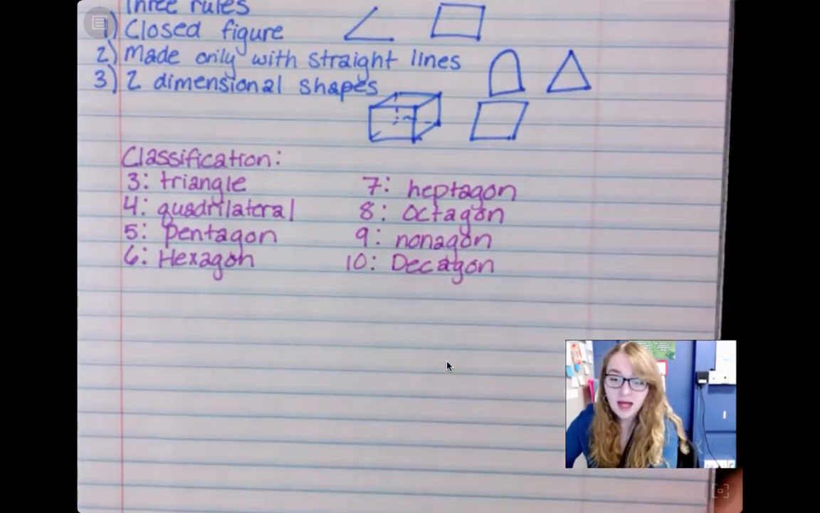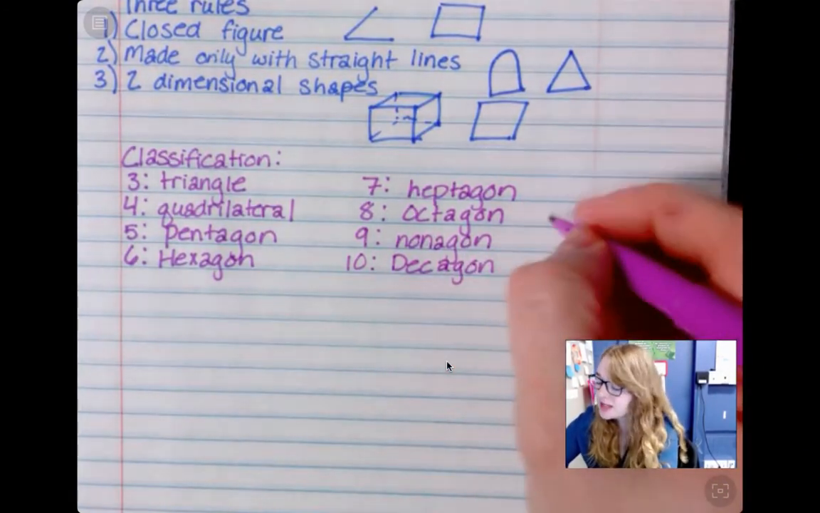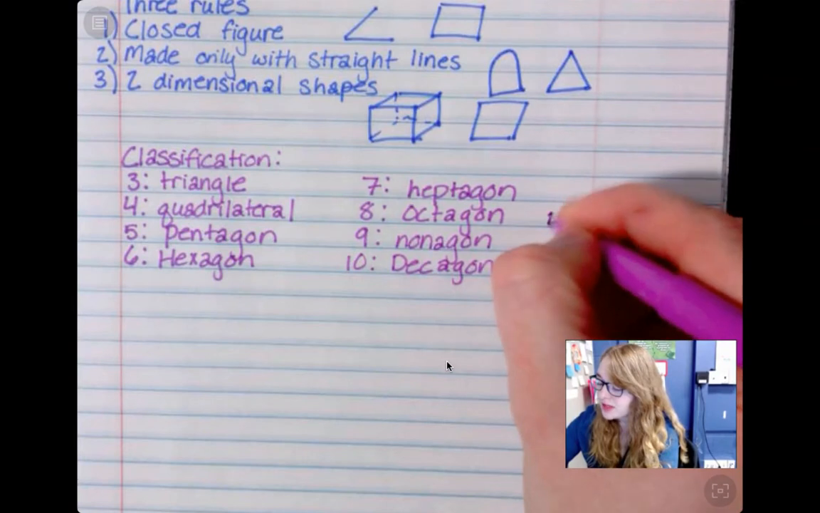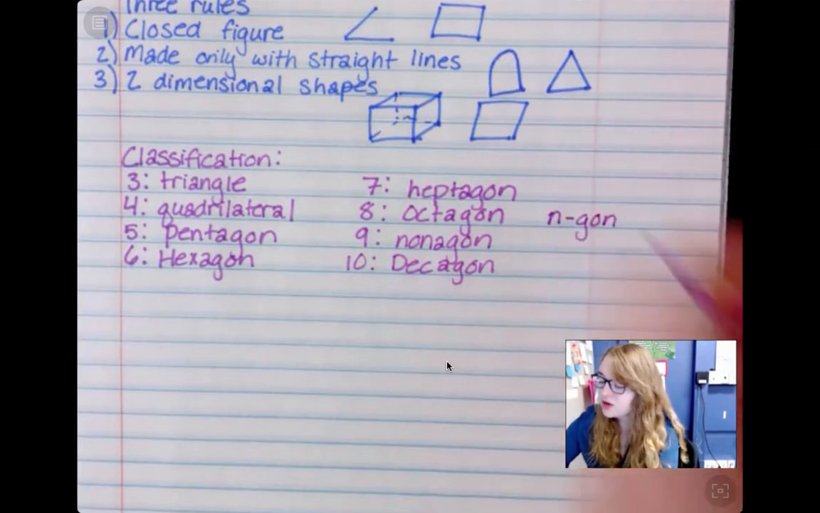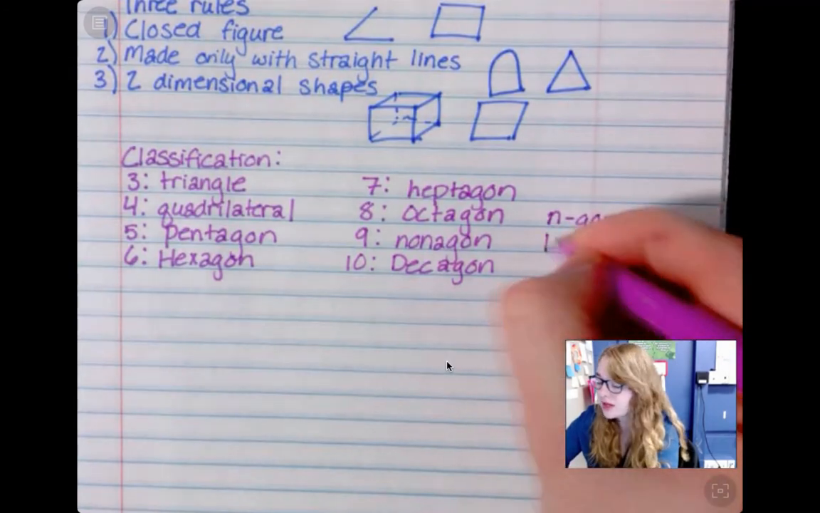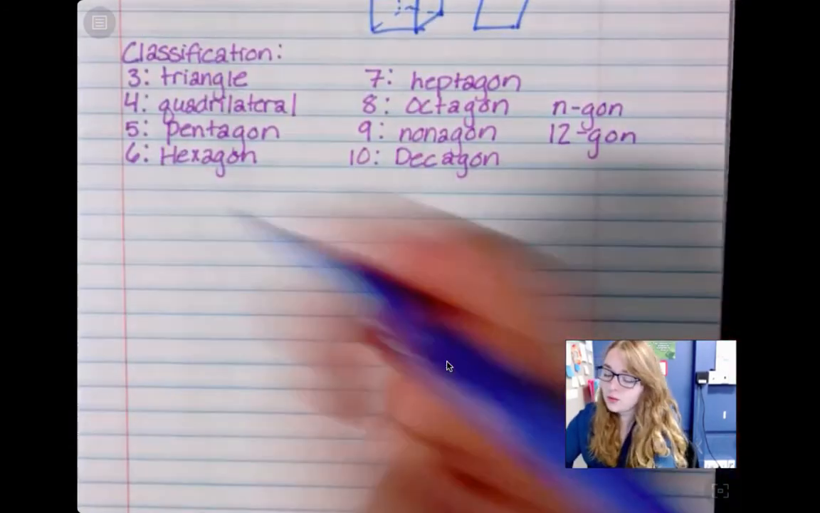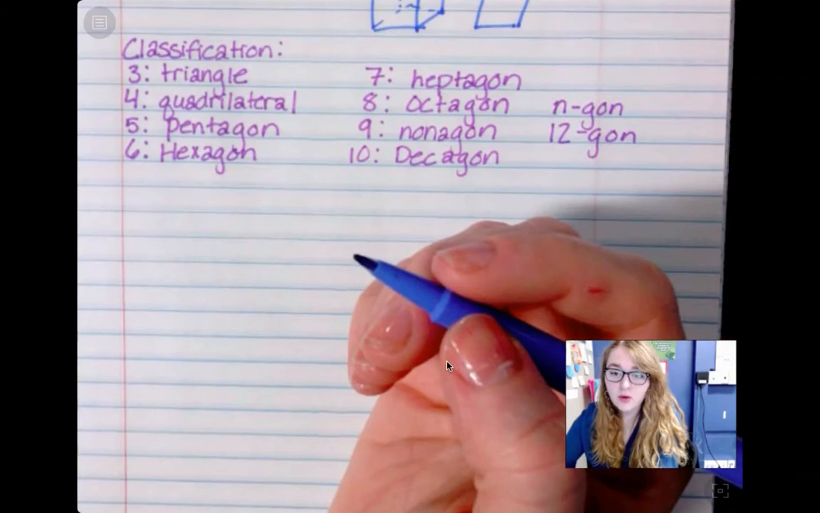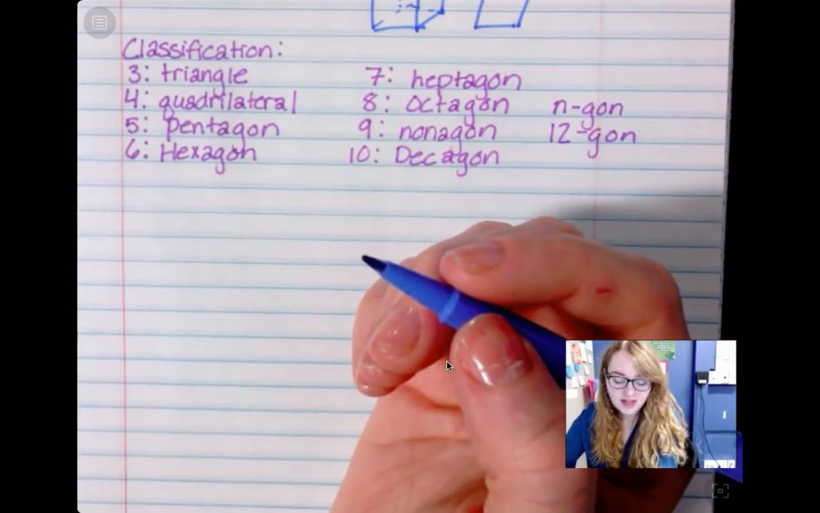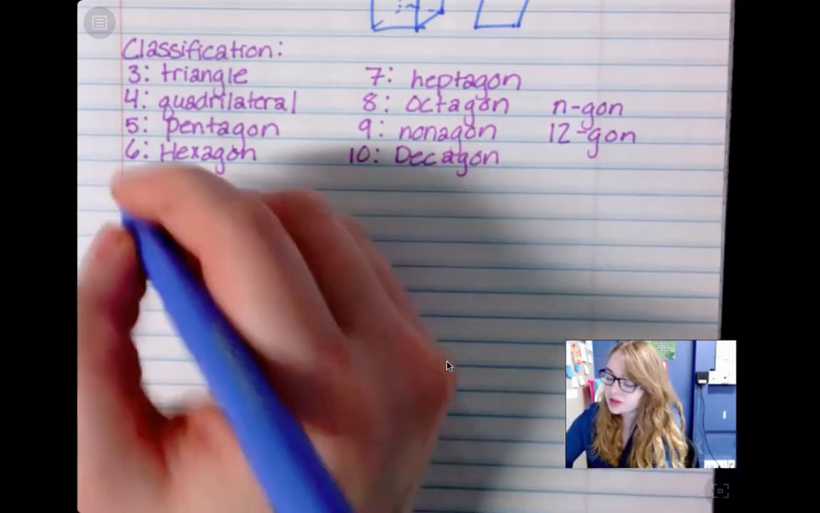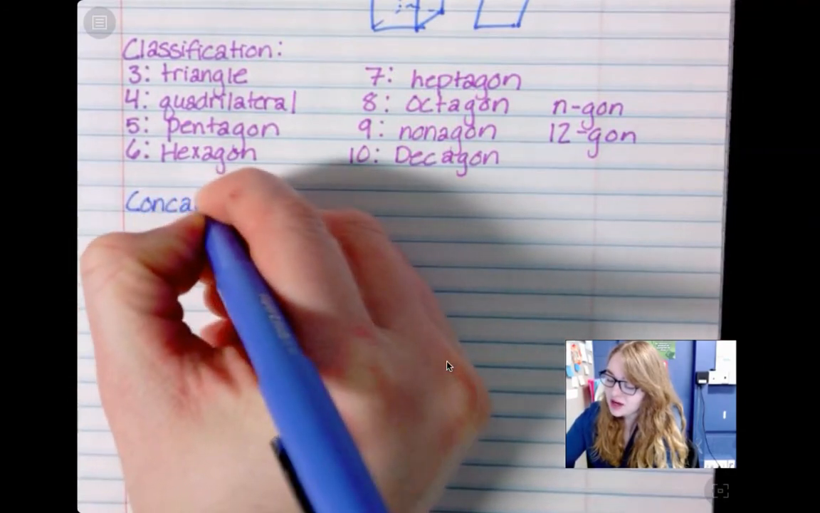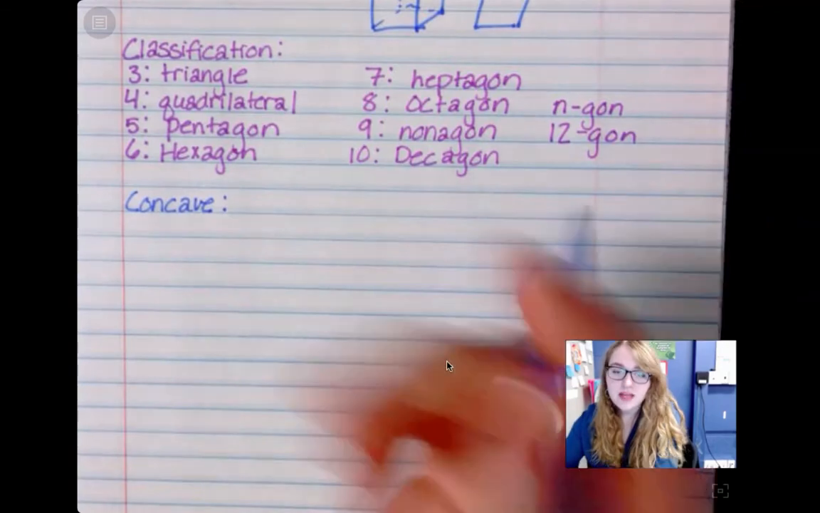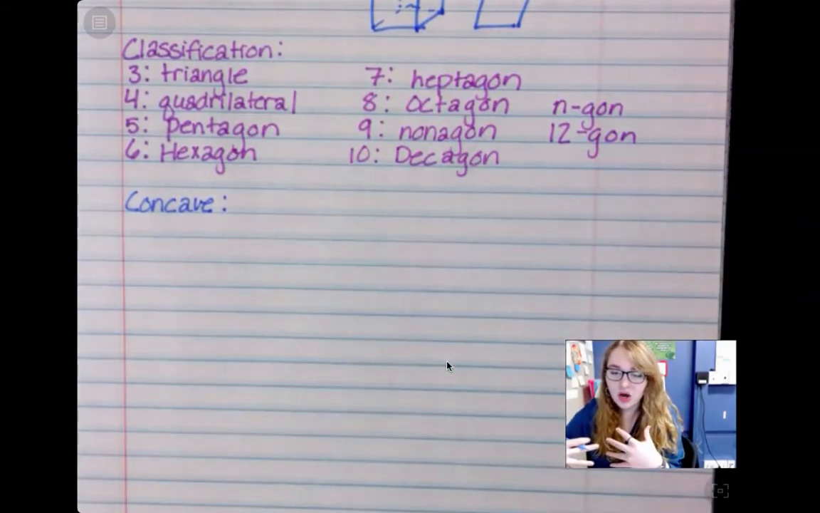Now, if a polygon has more than 10 sides, we refer to that as an n-gon. So if we have 12 sides, this would be a 12-gon. We also have to go over the definitions of convex and concave shapes. Let's do concave first. A concave shape is a shape that caves in on itself.